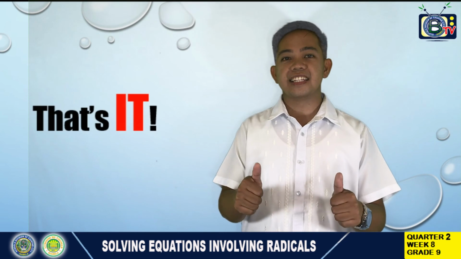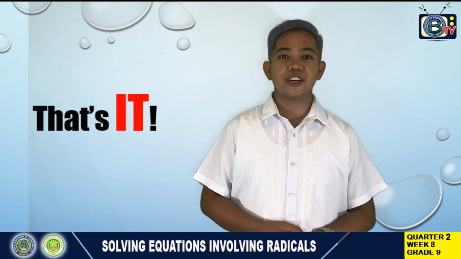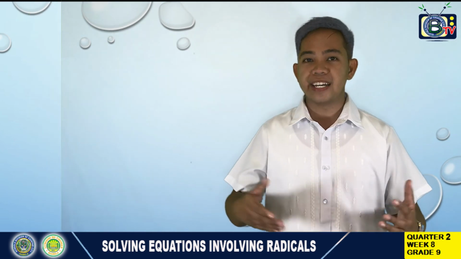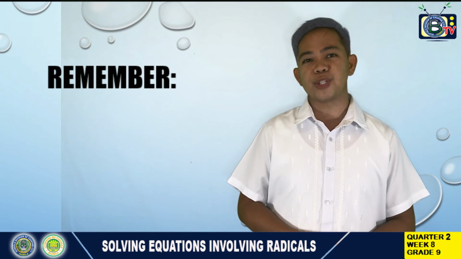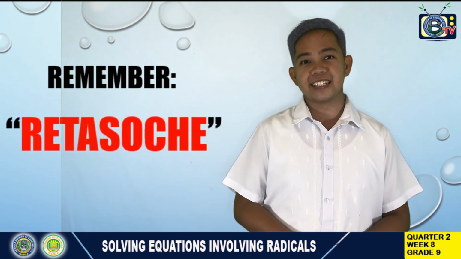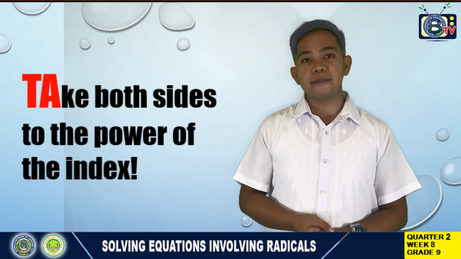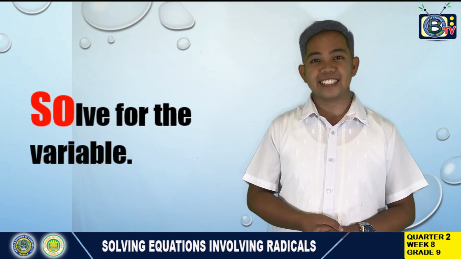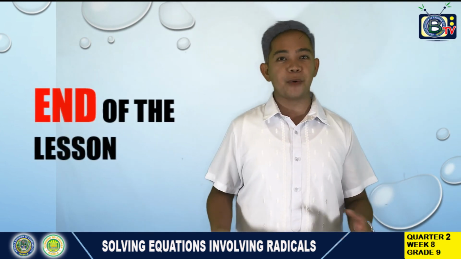Class, that's it. I know you have learned a lot on how to solve equations with radicals using these 4 easy steps. Before I end my lesson, always remember the steps on how to solve equations with radicals using this mnemonic word: RETE SOCHE. Re, remove the radical sign. Te, take both sides to the power of the index. So, solve for the variable. Che, check for the solutions. And that ends our lesson.